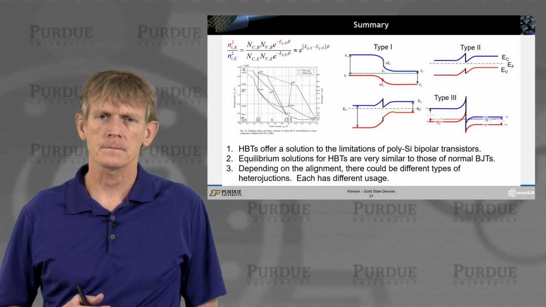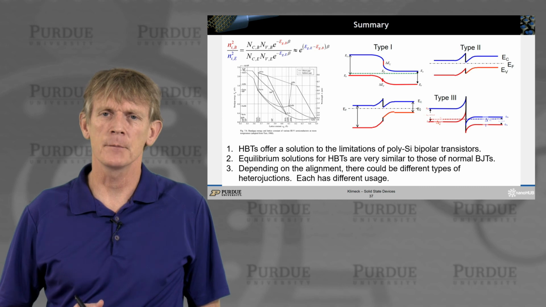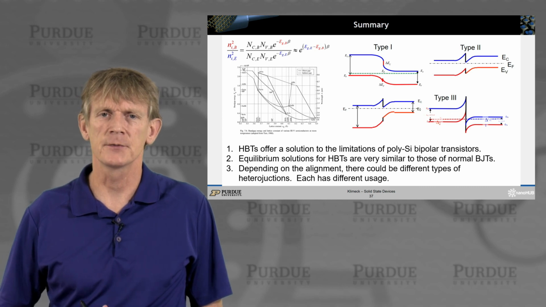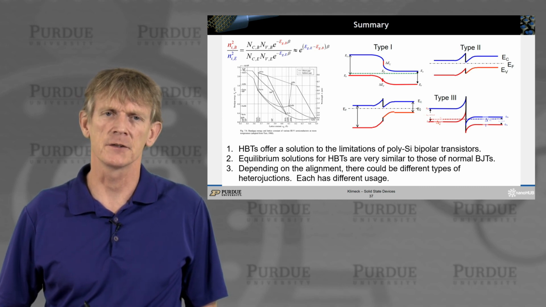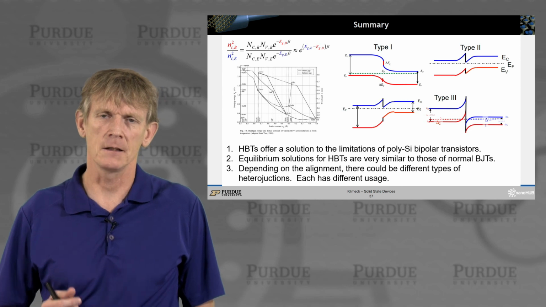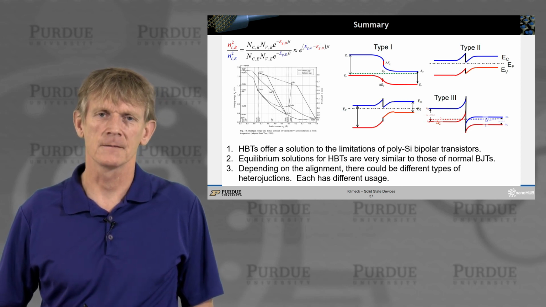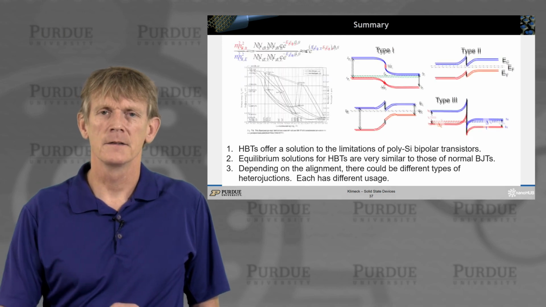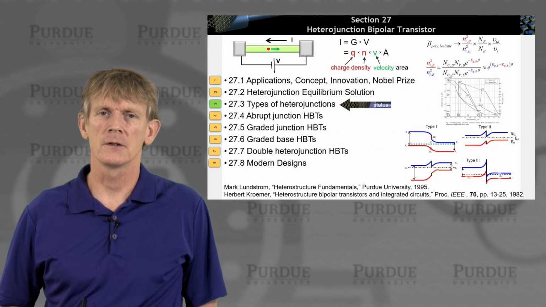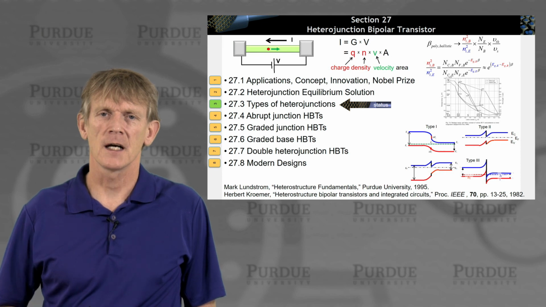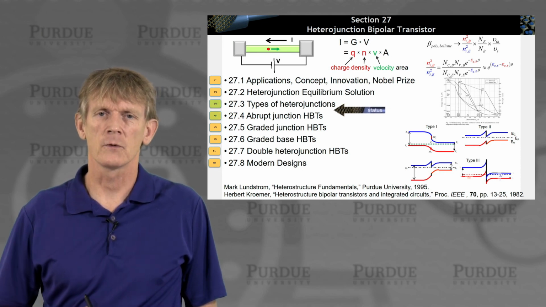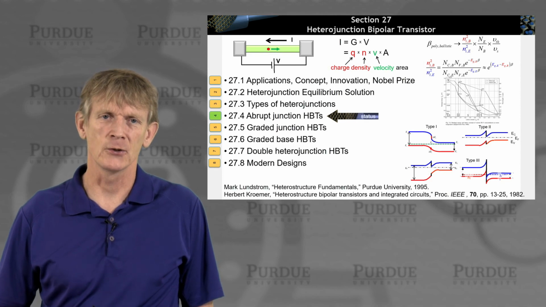And depending on the alignment, there could be different types of heterojunctions. Each has different usage. So that's sort of a general overview of heterostructures as such and what's available out there. So next, we will be talking about specific types of junctions for the HBT, and we'll start out with the abrupt junction, and I'll see you in the next section.